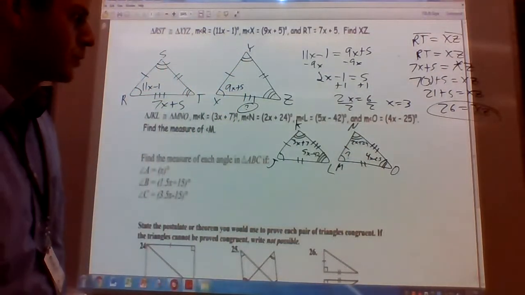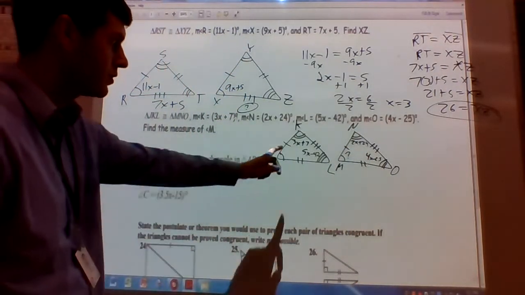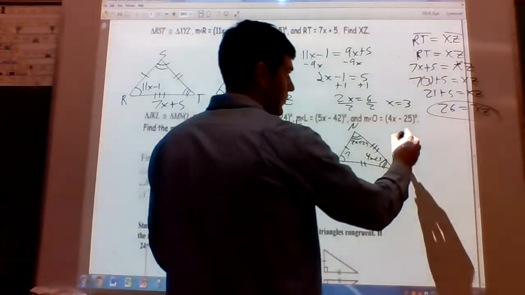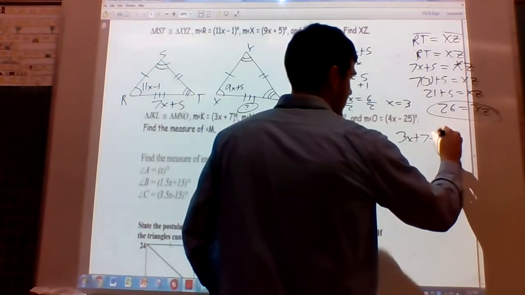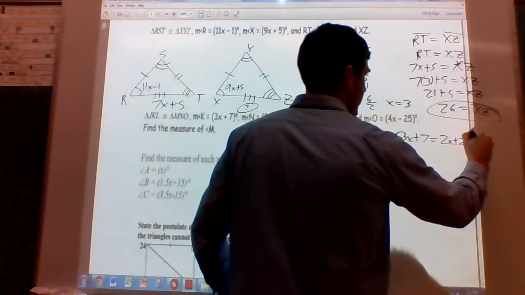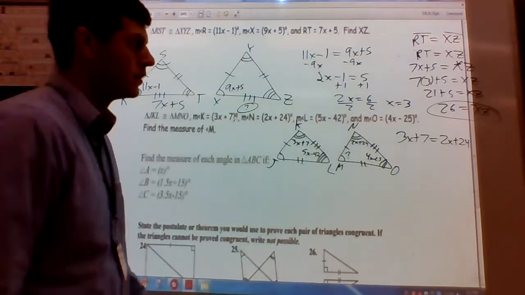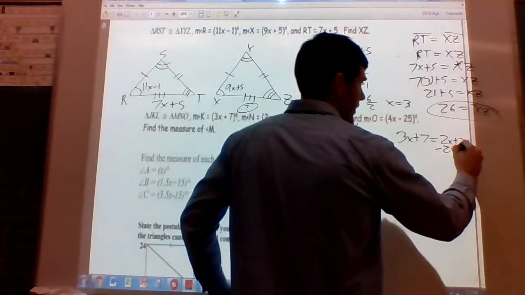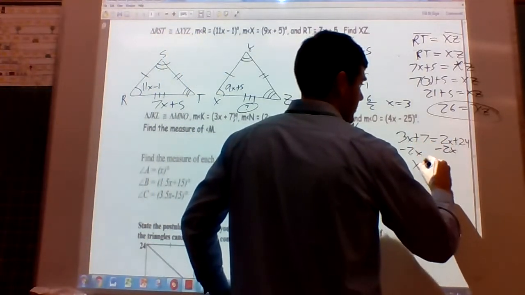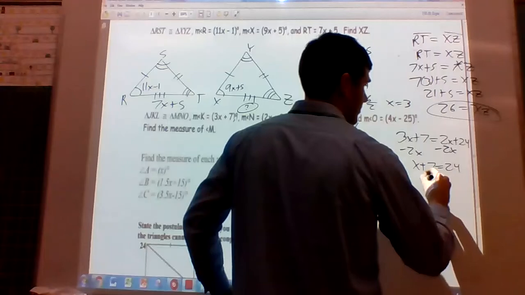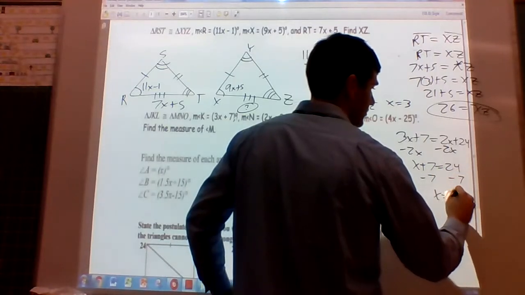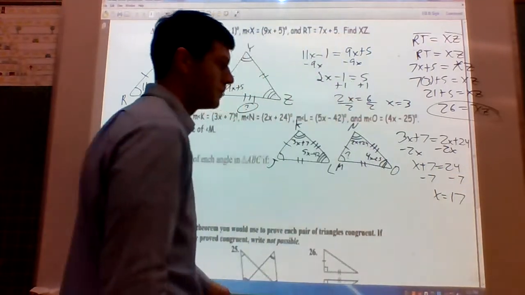Okay. So we're probably going to have to find x. So let's just take our top two ones. So 3x plus 7 is going to equal 2x plus 24. Right? The measure of angle K is going to equal the measure of angle N. We got to solve it. So minus 2x. X plus 7 equals 24. Minus 7 from both sides. X is going to be 17.